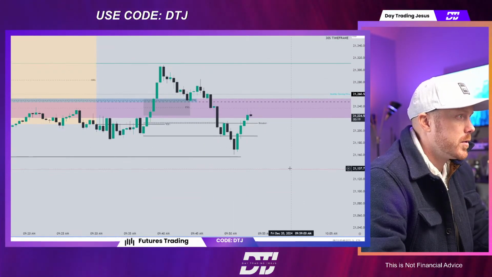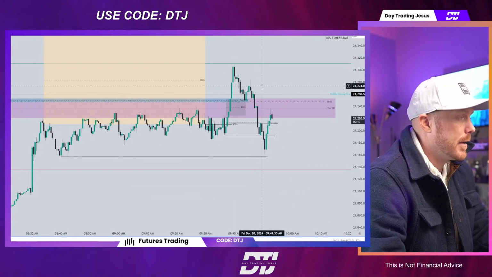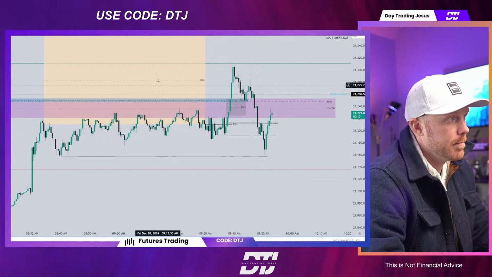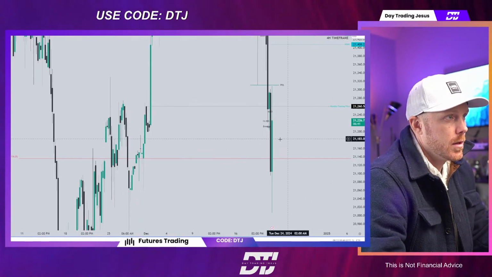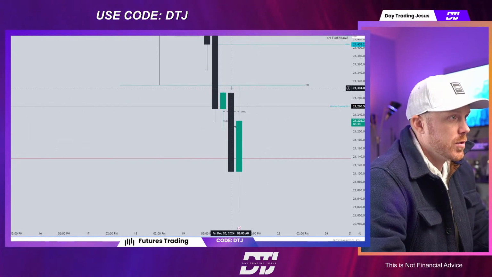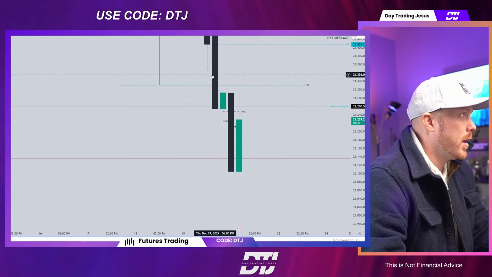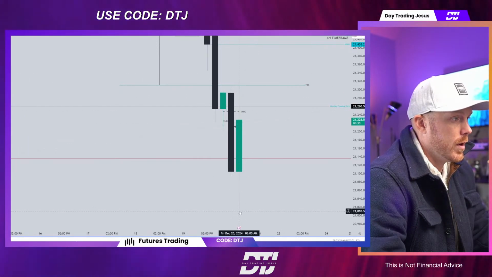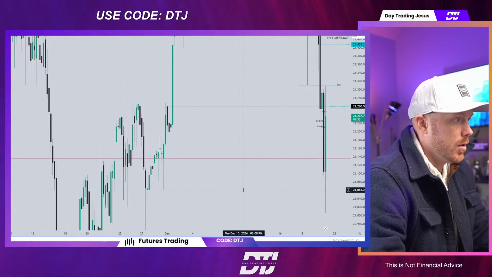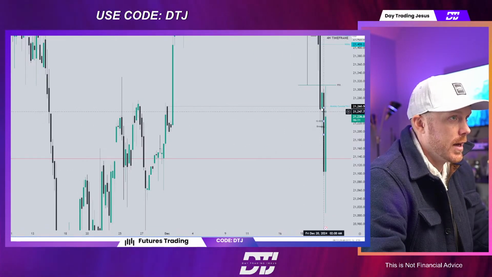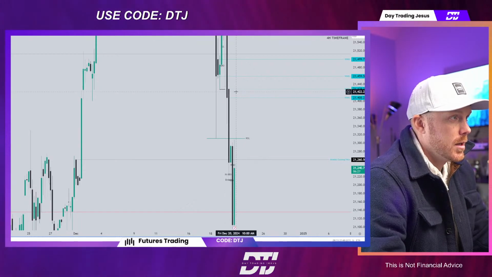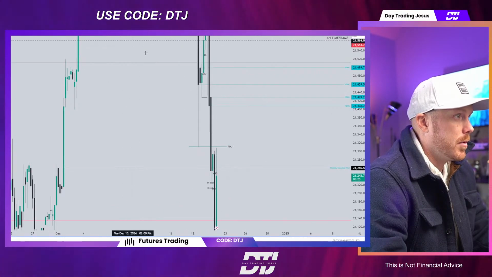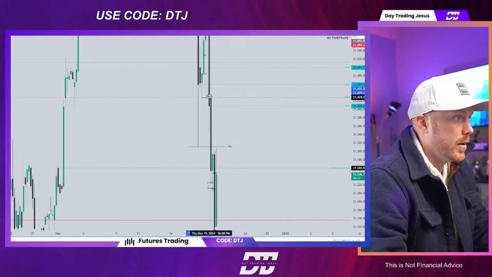What's the draw, folks? What's the draw? I don't know. I don't have a draw on liquidity. That makes this very difficult. We ran up here into this 4 hour and we've wicked down low. I mean, we don't have a draw on liquidity unless we're going to run higher up to this 4 hour fair value gap, which is sitting right here, and it's tiny.